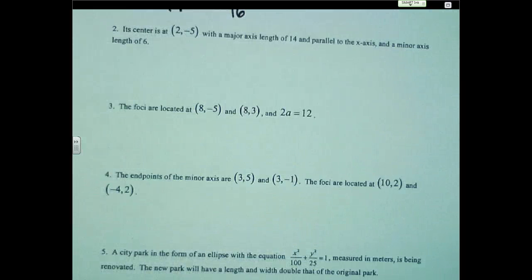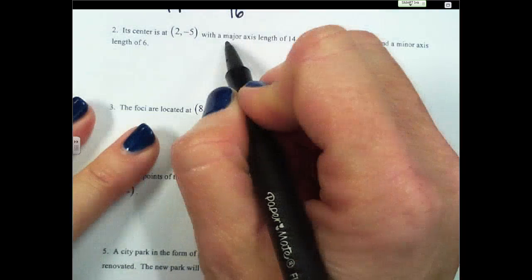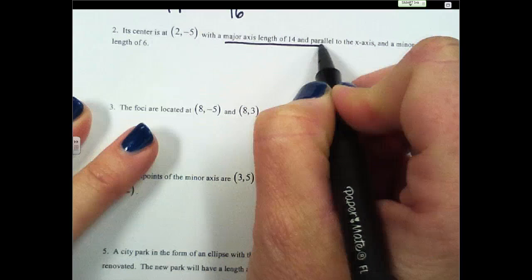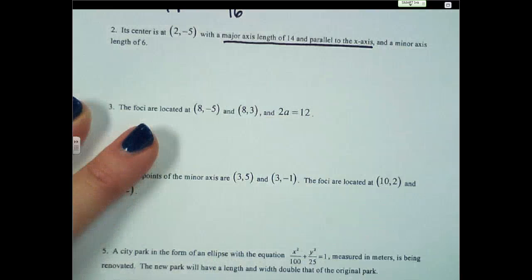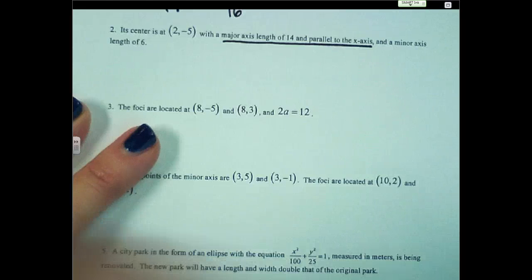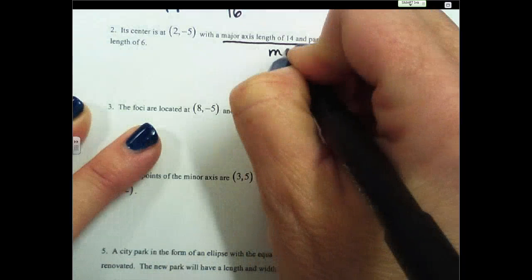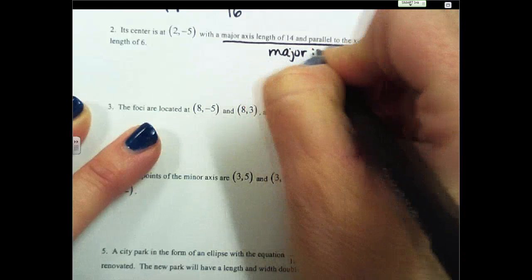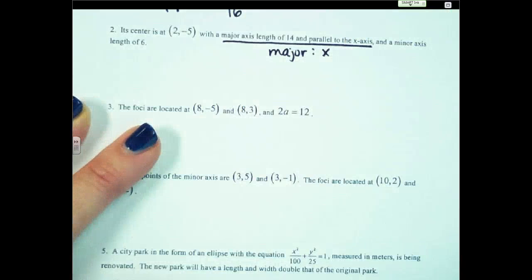It says that the center is at 2, -5. It says it has a major axis length of 14 and it's parallel to the x-axis. If my major axis is parallel to the x-axis, what's the major axis? X. So you might want to write that major axis is the x. And the minor axis length is 6.